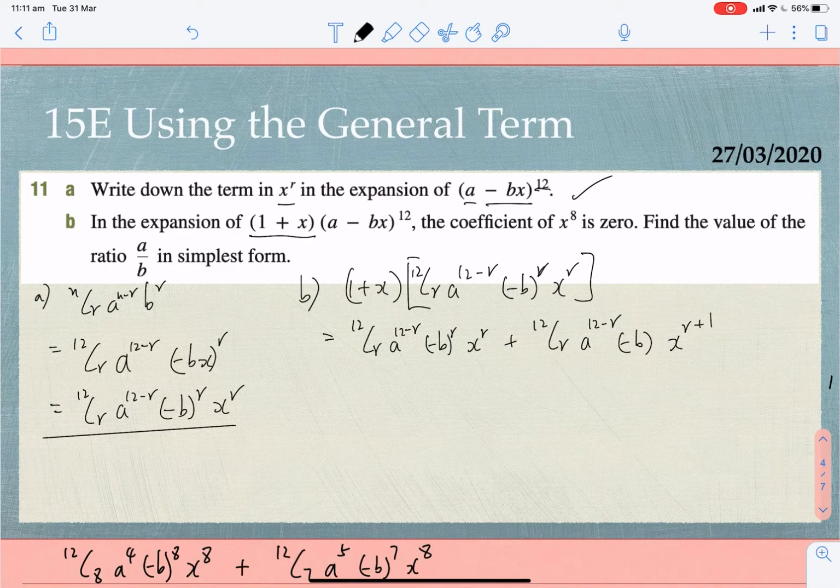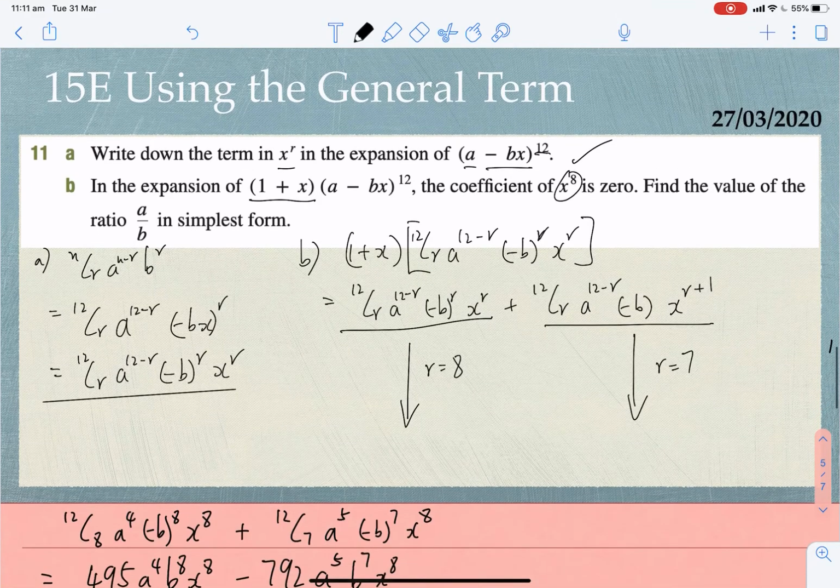Now, this is a really tricky part. Because we're looking at the coefficient of x to the power of 8, in this term and this term, the r value will be different, because x power 8 for this r will be equal to 8. For this one, because we're looking at r plus 1, if you're looking at the coefficient of x to the power of 8, r plus 1 equals 8. The r is 7. So these two terms have a different index. Okay, r values are different. So I'm going to move on with this.